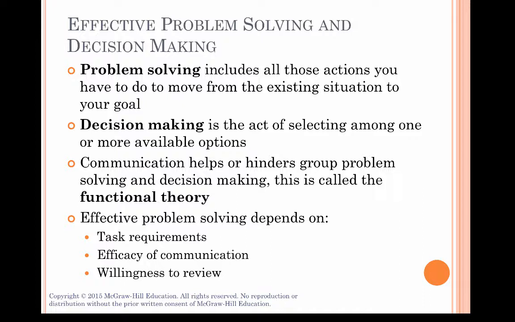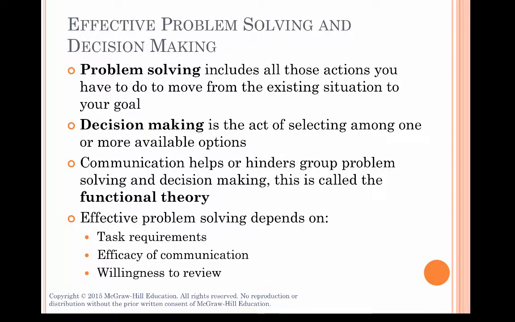Something called the functional theory states that it is communication that either helps or hinders the group's ability to be effective problem solvers and decision makers. Whether a group solves problems effectively depends on these 3 factors. Task requirements refer to the 5 steps of the problem-solving process.